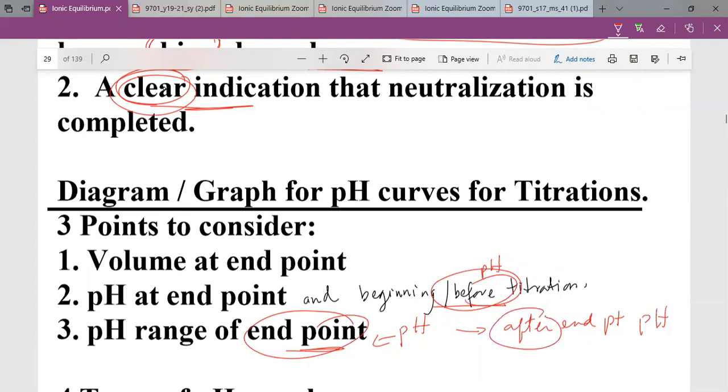Of course, then the volume of the end point, and also the range. So you can say it's 5 points: 1, 2, 3, 4, and 5. The pH range is very important. Now you have to memorize.